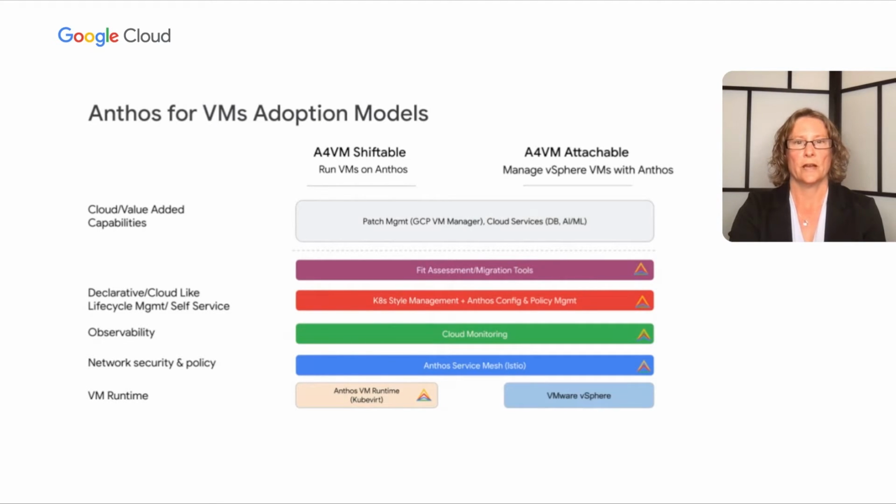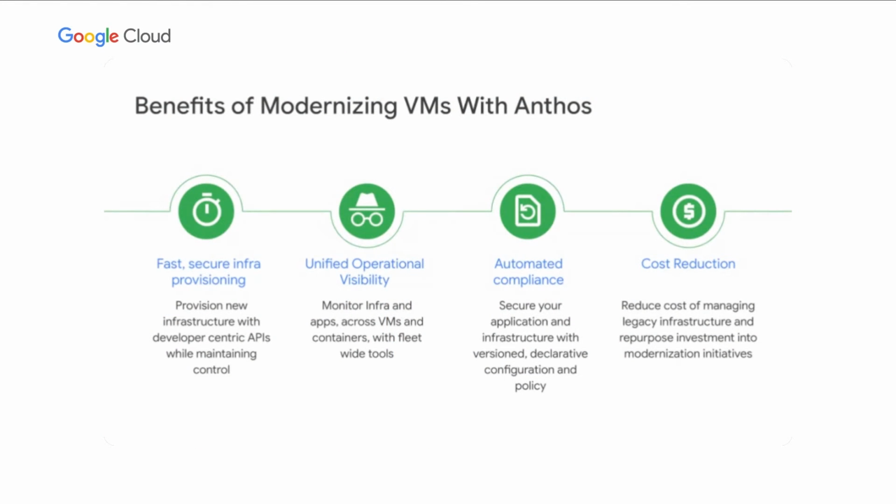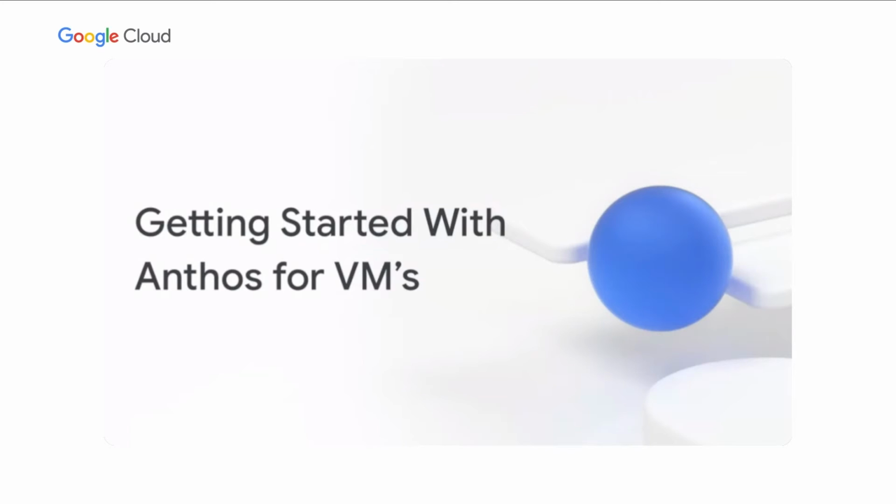So with Anthos for VMs, we help ease many of the modernization challenges our customers have shared with us. Using Kubernetes, we're able to provide fast, secure infrastructure provisioning, unified operational visibility, automated compliance, and cost reduction. I'm gonna pass it over to Amr now, ask him to come back and join us and help explain how you can get started with Anthos for VMs and run us through what the demo will look like. Amr? Thank you, Jennifer.